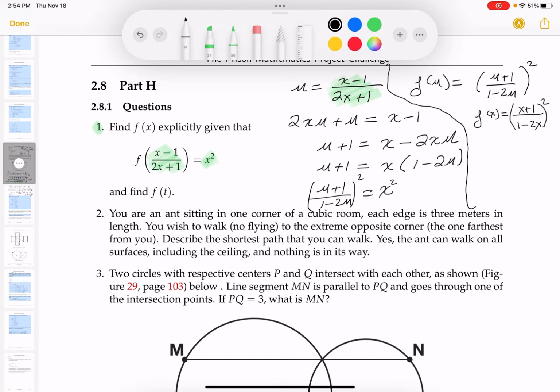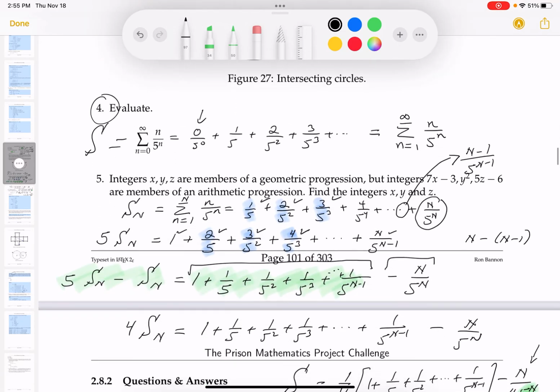What else did they ask me for? Find f of t. Another substitution. What's f of t? That's going to be t plus 1 over 1 minus 2t, quantity squared. All right, those are done. I'm going to look at the answer key and see how we did.